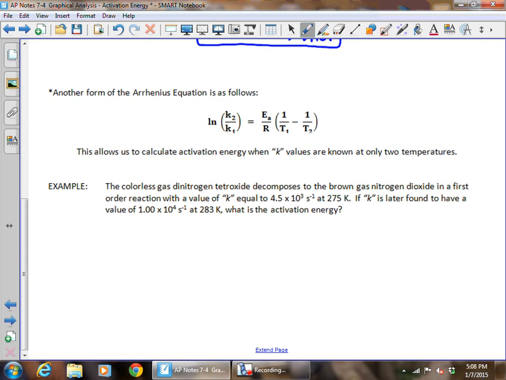So in this situation, it says that we have a colorless gas, dinitrogen tetroxide, decomposes to the brown gas nitrogen dioxide in a first order reaction with a value of K equal to 4.5 times 10 to the third reciprocal seconds at 275 degrees. So I'm going to make that 4.5 times 10 to the third our K1, which means that 275 is our T1. If K is later found to have a value of 1 times 10 to the fourth at 283 kelvins, what's the activation energy? So if this is K2, then this is going to be T2. So those are the values that we're going to be dealing with.